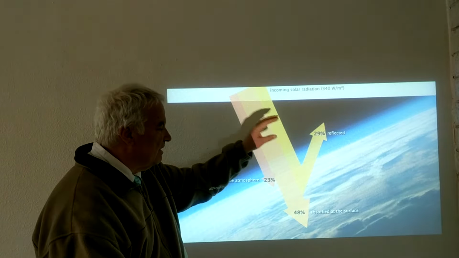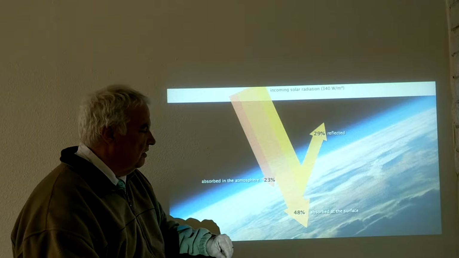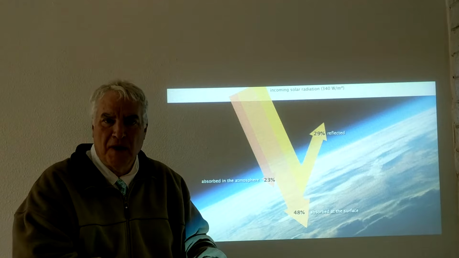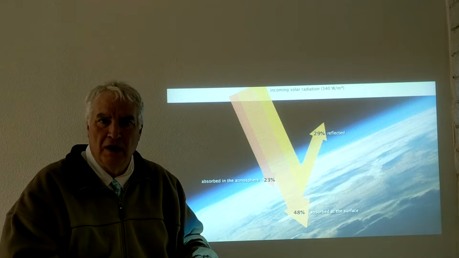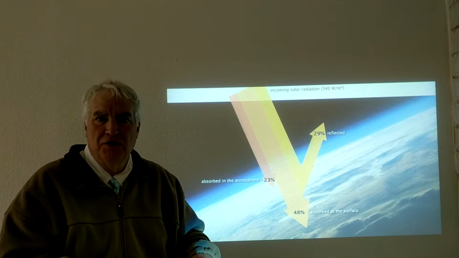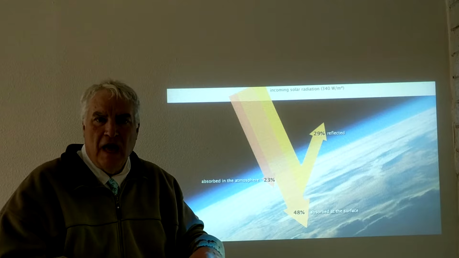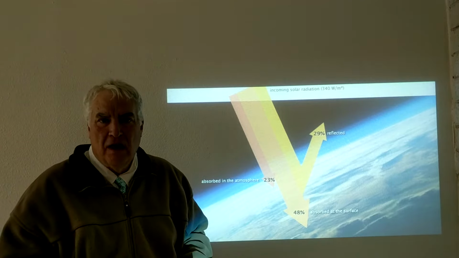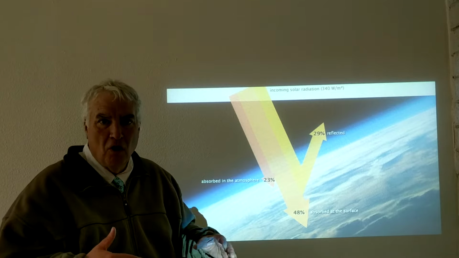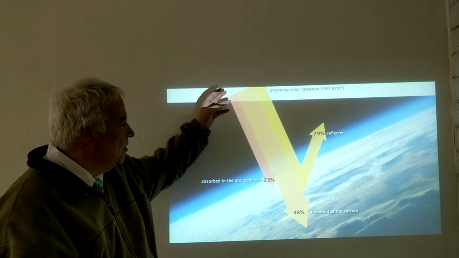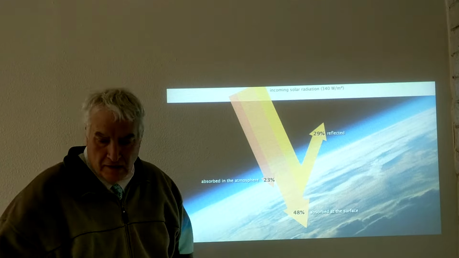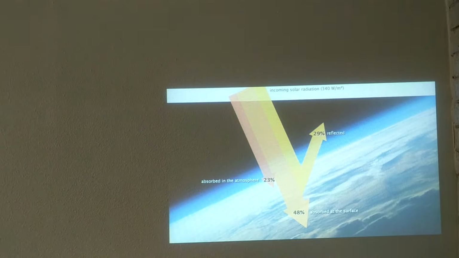29% is reflected from the atmosphere. 48%, about half, makes it to the surface, is absorbed by the surface, whether it be the land or the water, heats the surface, and then gets transformed into heat energy and is emitted as thermal radiation in the infrared part of the spectrum. Much longer wavelengths than the incoming light from the sun. And this has a big effect because of the longer wavelengths of the outgoing radiation.